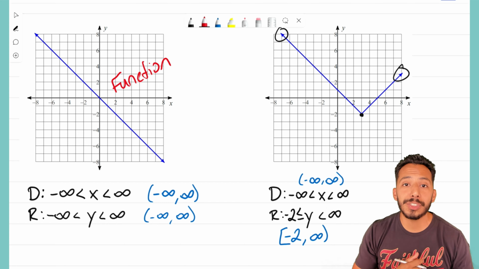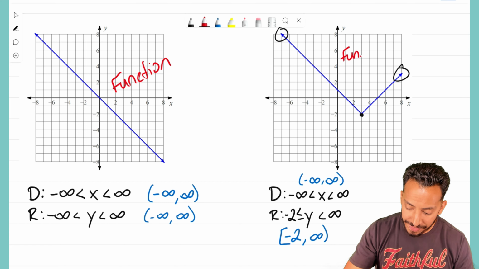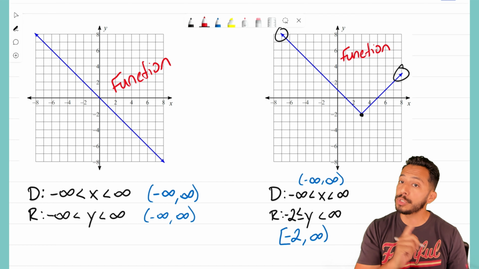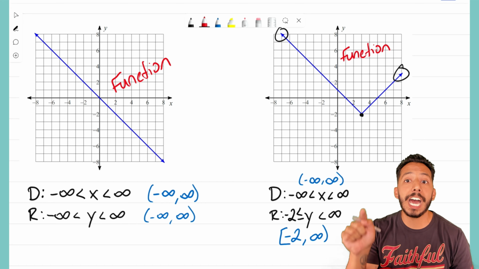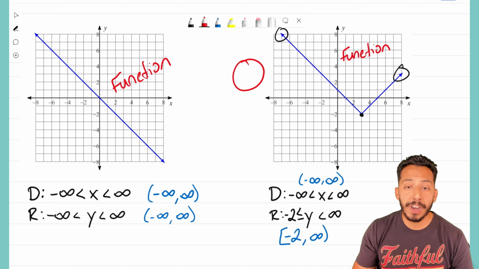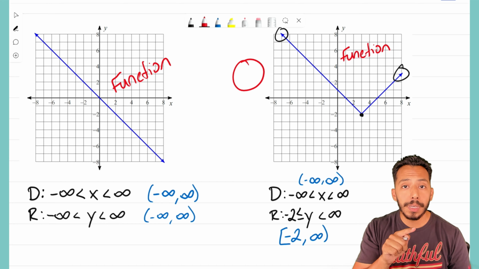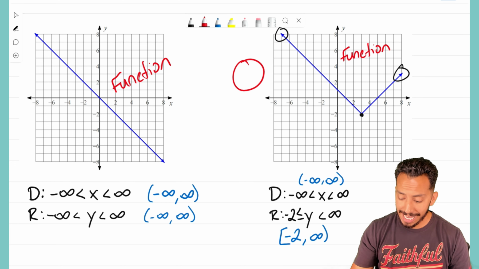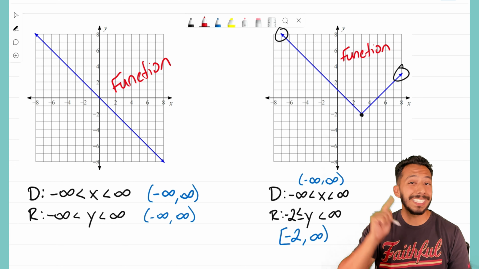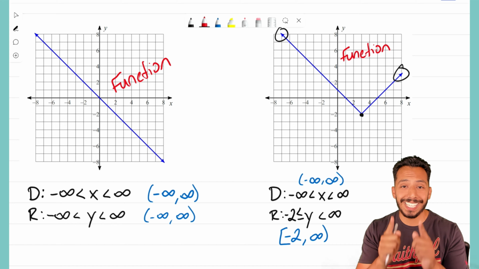As I look here at this graph, I can also say that this is going to be a function because it is two lines that are put together and it's not overlapping, right? Remember, if you ever have a graph that overlaps itself, it fails that vertical line test and it ends up not being a function. This does not overlap itself, so it is a function.